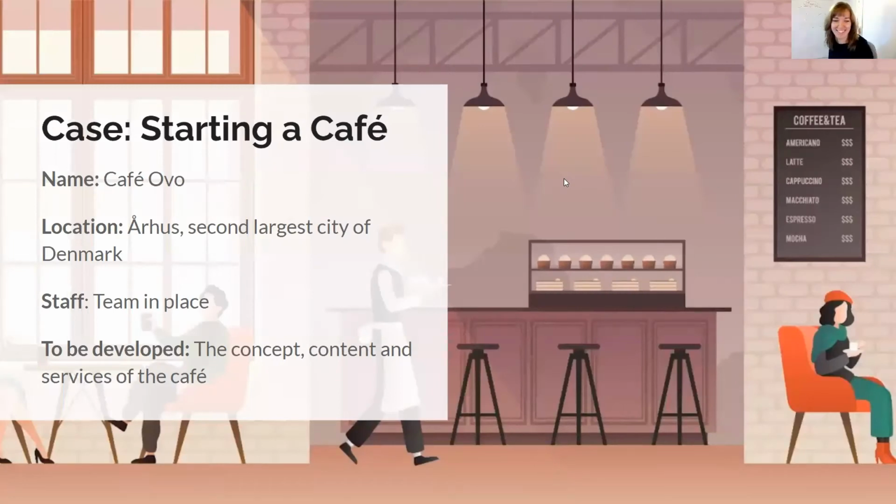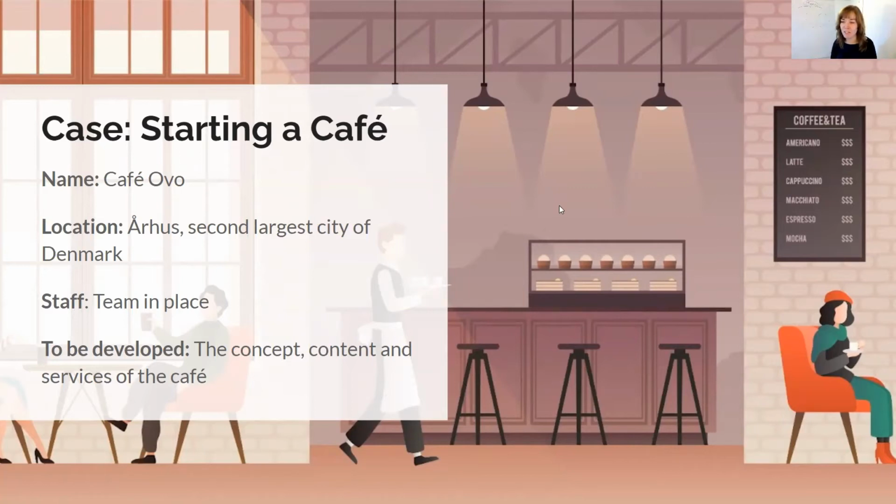Okay, so Christian and I want to start a cafe in Aarhus, the second largest city of Denmark. We found a name for it. It's called Cafe Ovo. And we have some things in place. We have where we're going to have the cafe. We found a lovely little basement, a place with stairs down that fits right into the atmosphere of the center of Aarhus. We have our basic team in place.